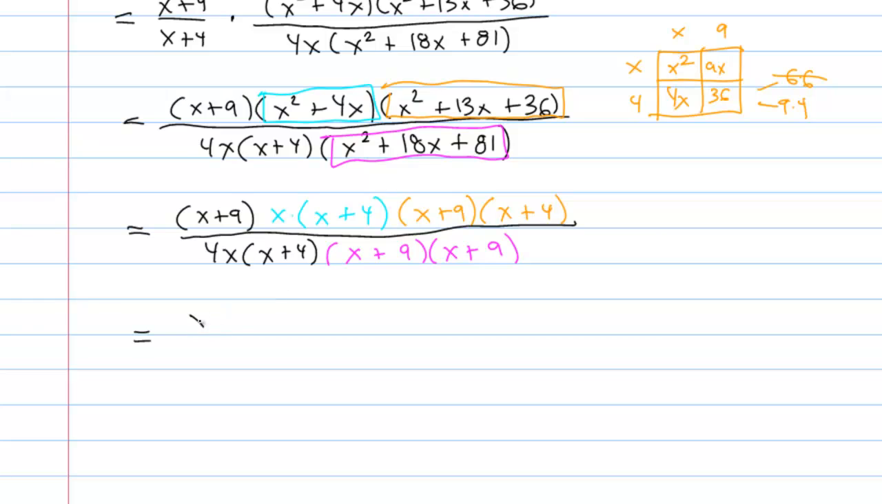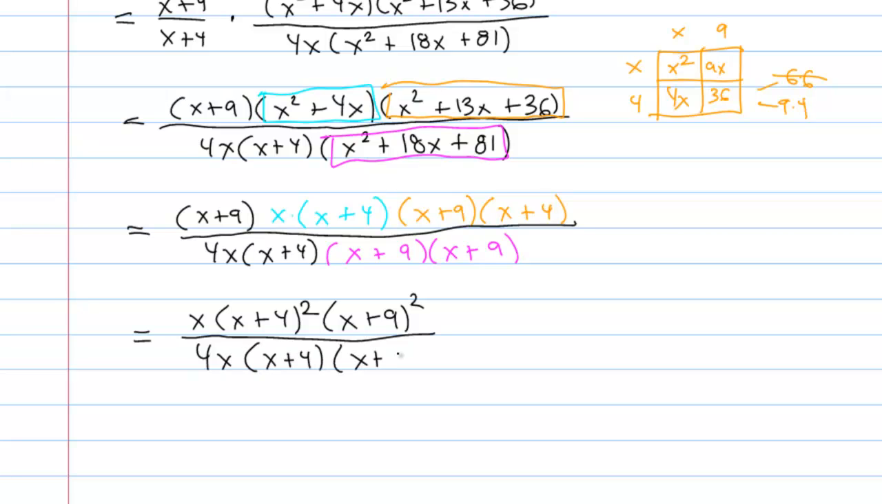In the numerator, we had an x plus 4 quantity squared, and an x plus 9 quantity squared. In the denominator, we have a 4x times an x plus 4 times an x plus 9 quantity squared. So we've factored the numerator and denominator completely. And now we can look for cancellations.